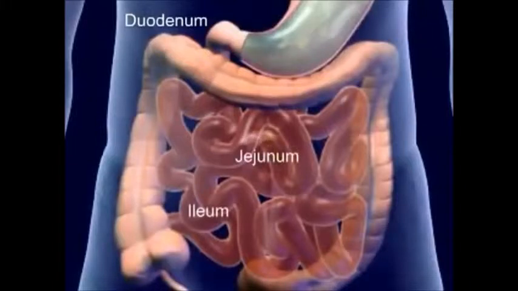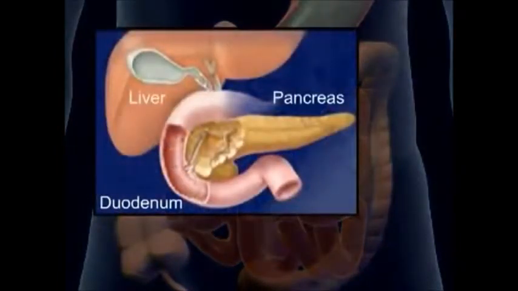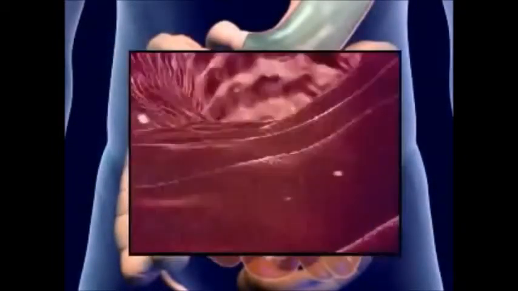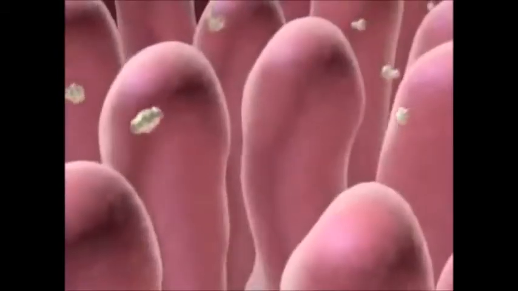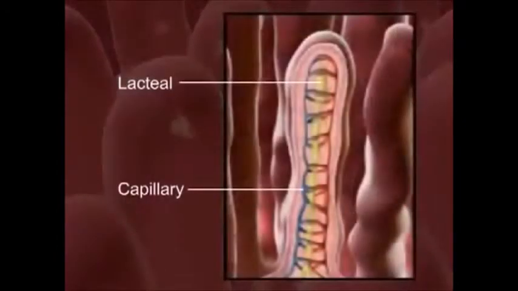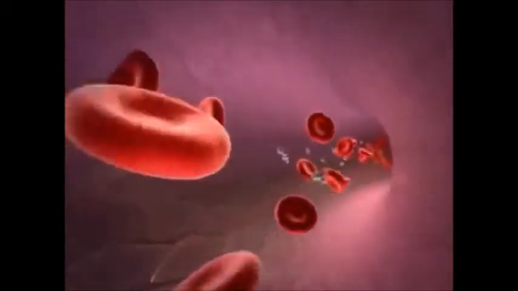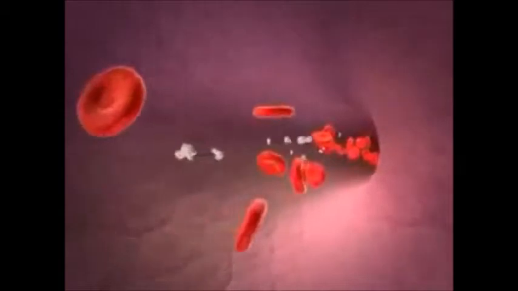The major portion of absorption and digestion occurs in the small intestine. The mucosa secrete enzymes that supplement the digestive enzymes of the pancreas and liver. This completes the chemical process of digestion. The walls are covered with villi where nutrient absorption takes place. The structure of each villus contains a capillary and lacteal to pick up the digested nutrients. The nutrients are now transported by the blood to all the cells of the body.